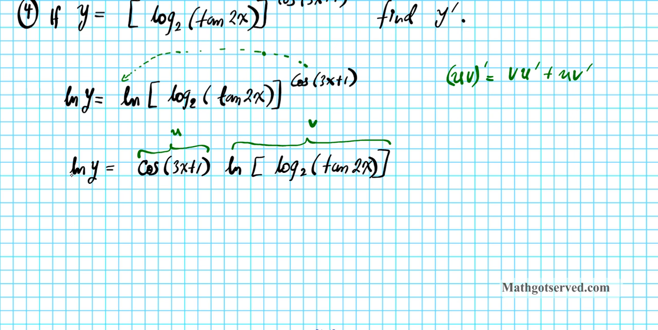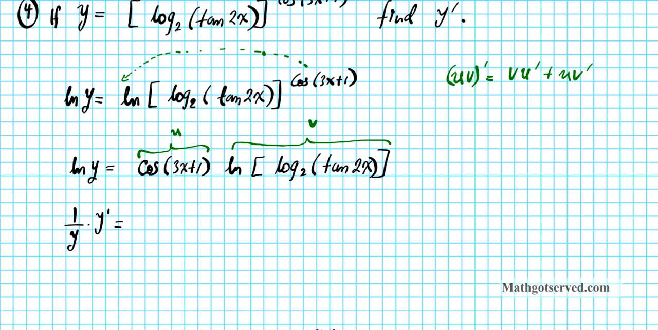On the left side, differentiating implicitly, the derivative of ln y is 1 over y times y prime. Okay, because we're differentiating with respect to x and the variables don't match, so we have to add this y prime component. All right, so now we're going to use the product rule.